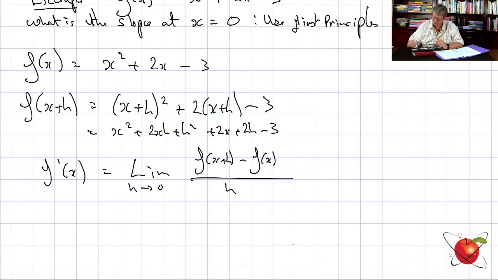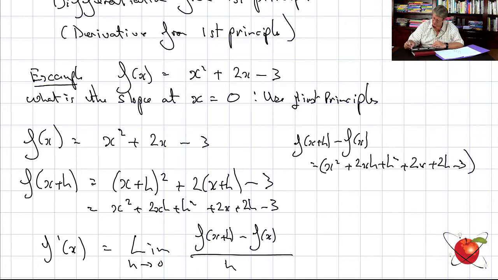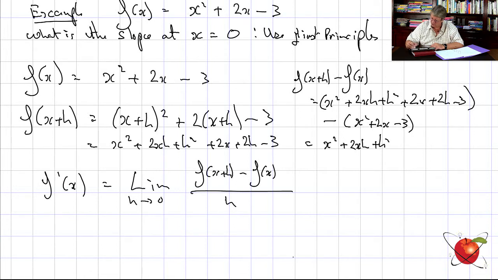Now, I prefer to do my f of x plus h minus f of x over here. So that's going to be x squared plus 2xh plus h squared plus 2x plus 2h minus 3, minus the bracket x squared plus 2x minus 3. Now we remove the brackets, and I'm going to simplify. That is x squared plus 2xh plus h squared plus 2x plus 2h minus 3 minus x squared minus 2x plus 3.